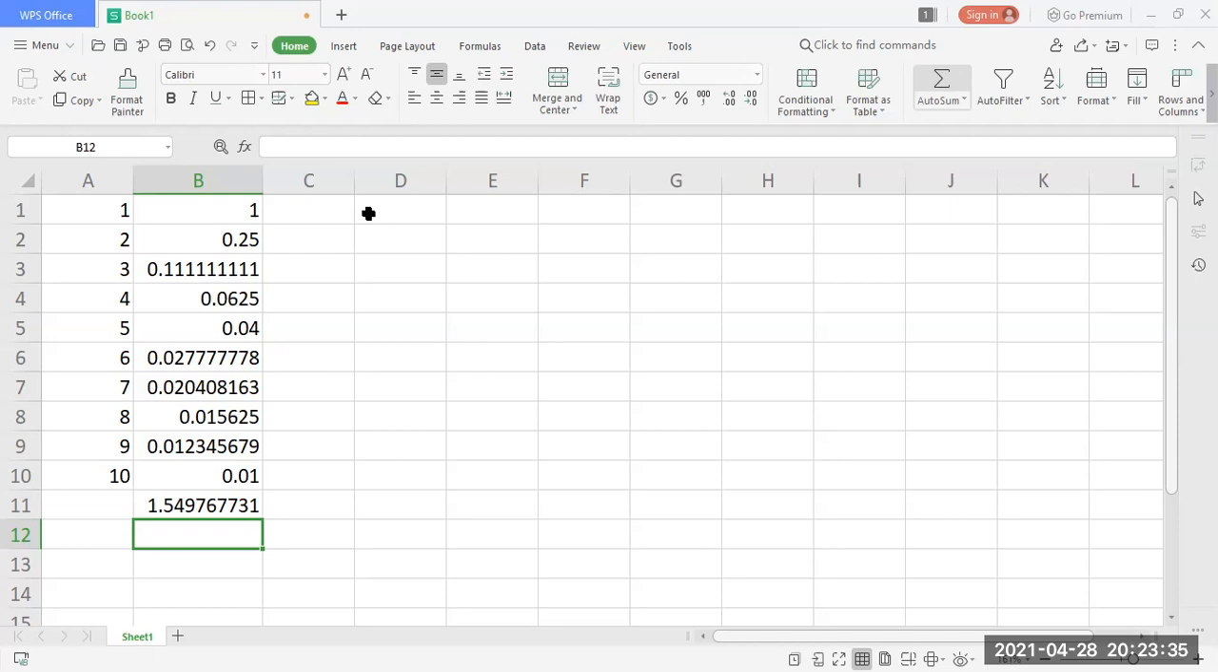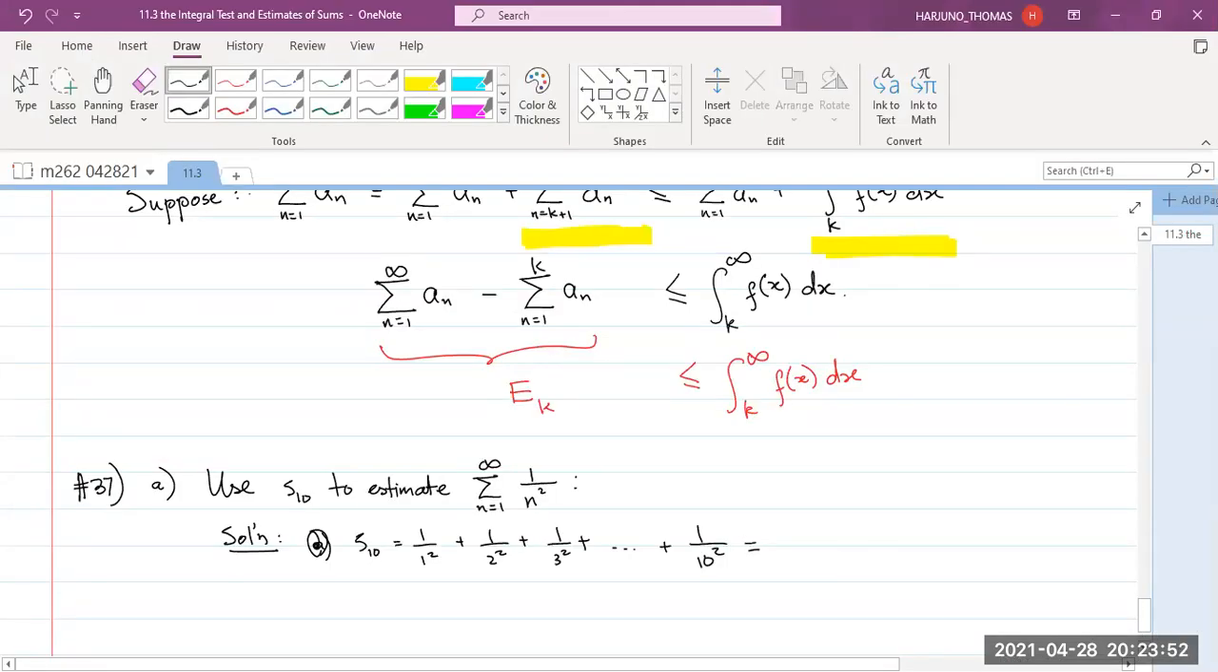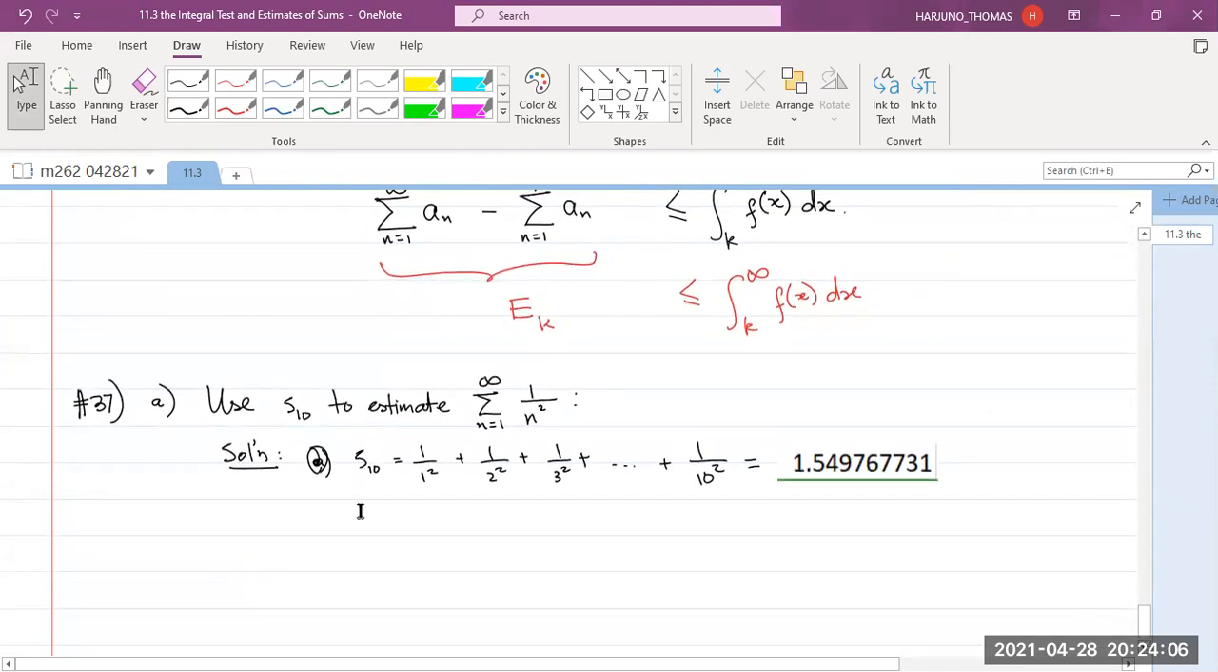You know what? I'm lazy. Let me screenshot that and go back to our document here, and we say this is equal to this. Okay. Now the thing is, how good is that estimate? Can we find the error? So the second part of that is the error.